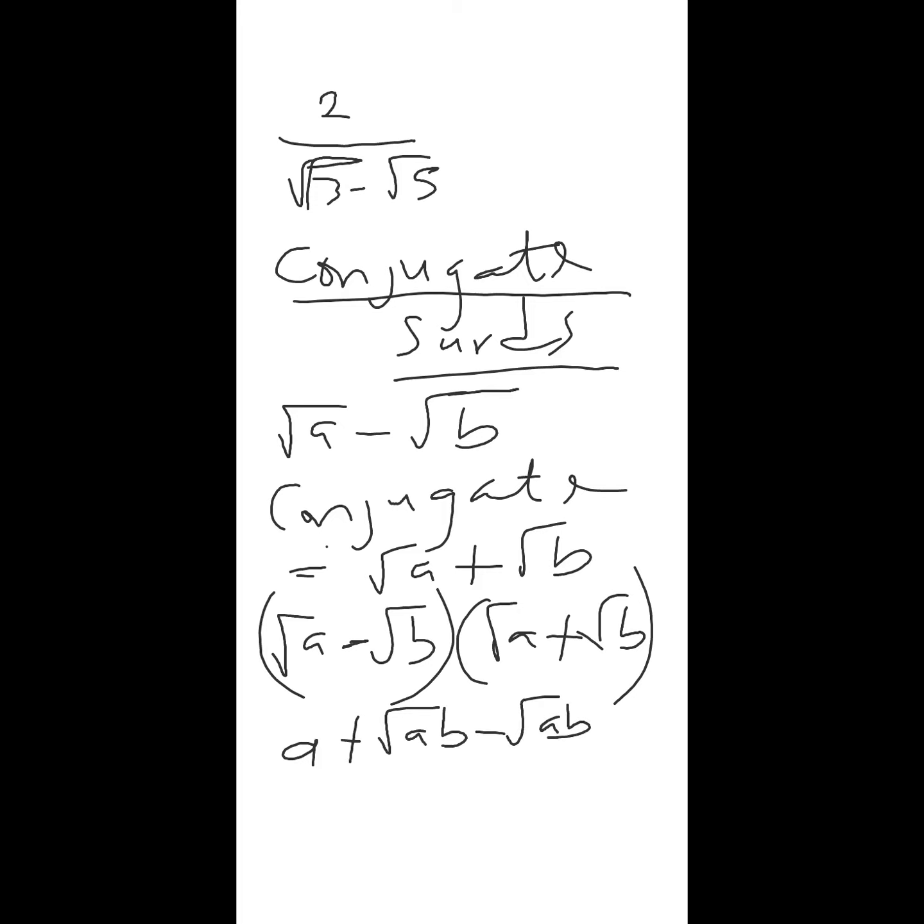And then minus root b times root b will give you minus b. So at the end of the day, this one will cancel this one, so you are going to have a minus b. So this one is an ordinary number without any surdic expression.